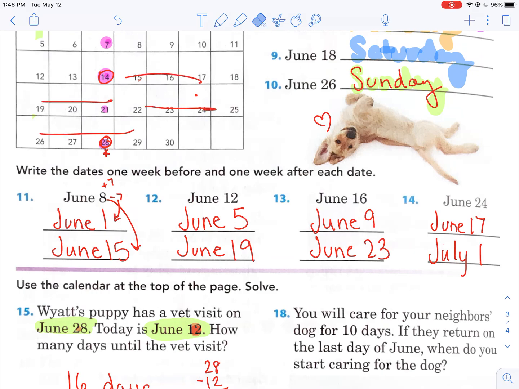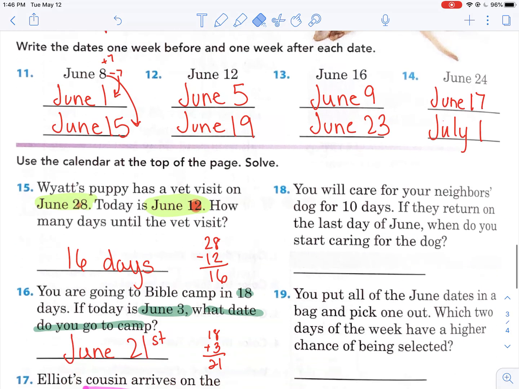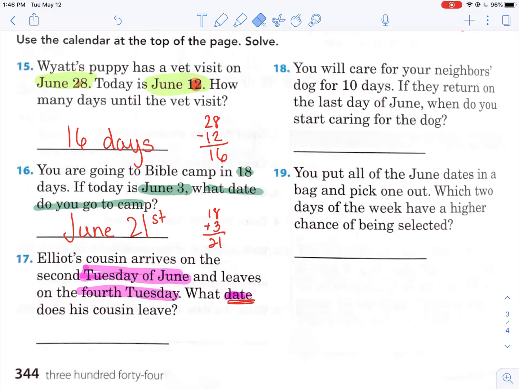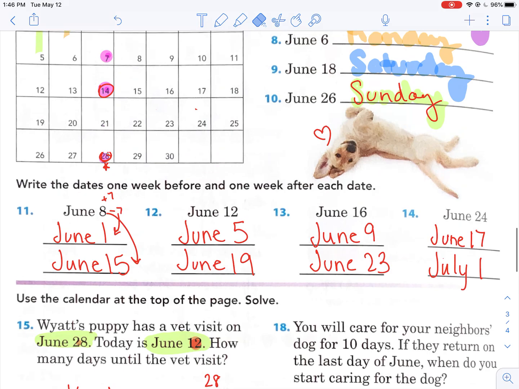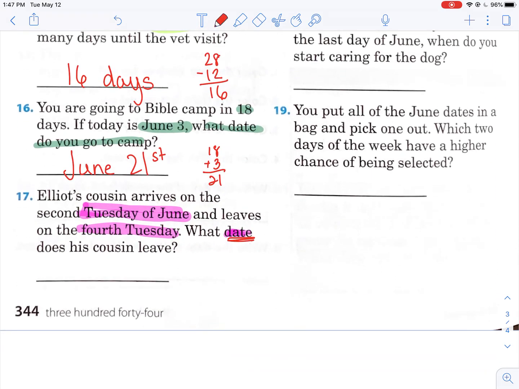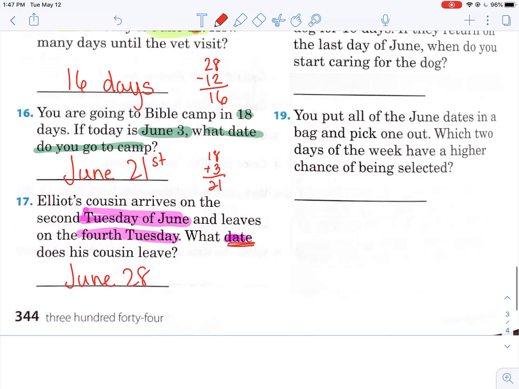So be very careful when you're reading these word problems. You might have the date on the calendar, but what are they actually asking? They could give you the same information, but ask you a different question, right? Or what if they said, what date does he arrive? That would have been the 14th. But we know they asked, what date does the cousin leave? And so the answer is June 28th.